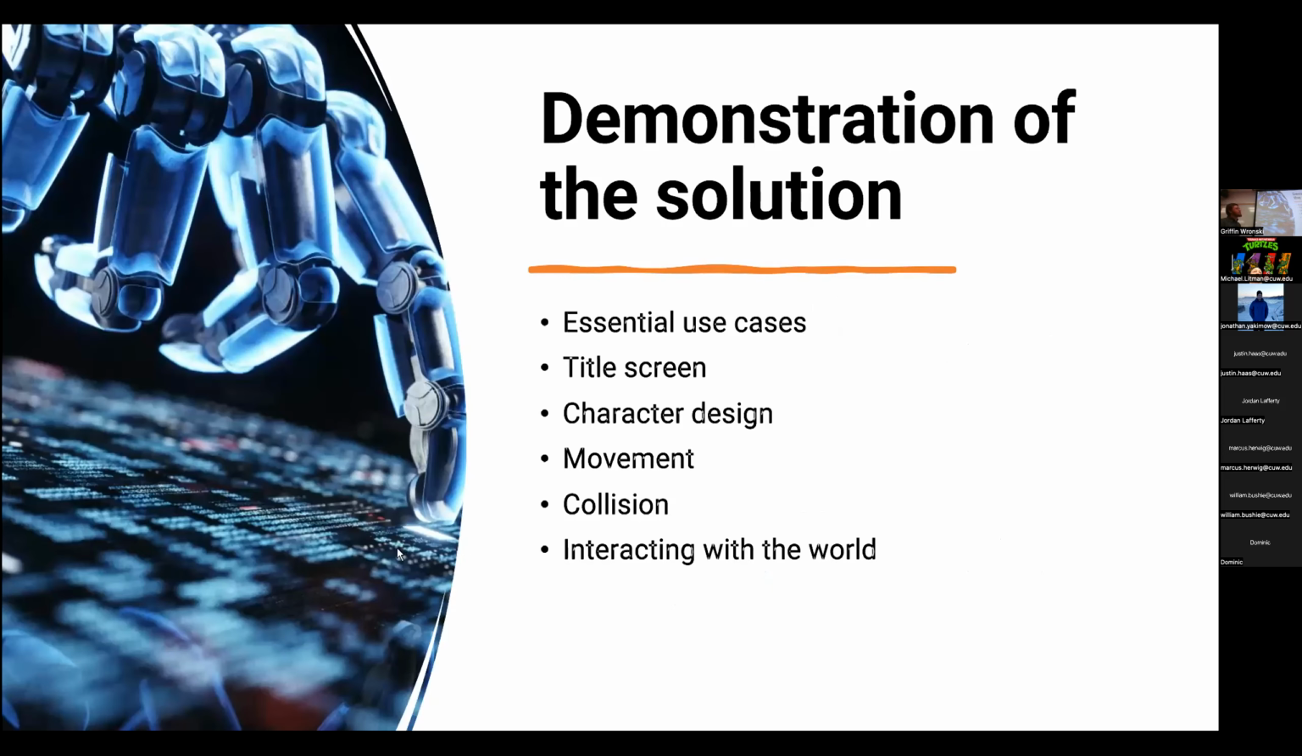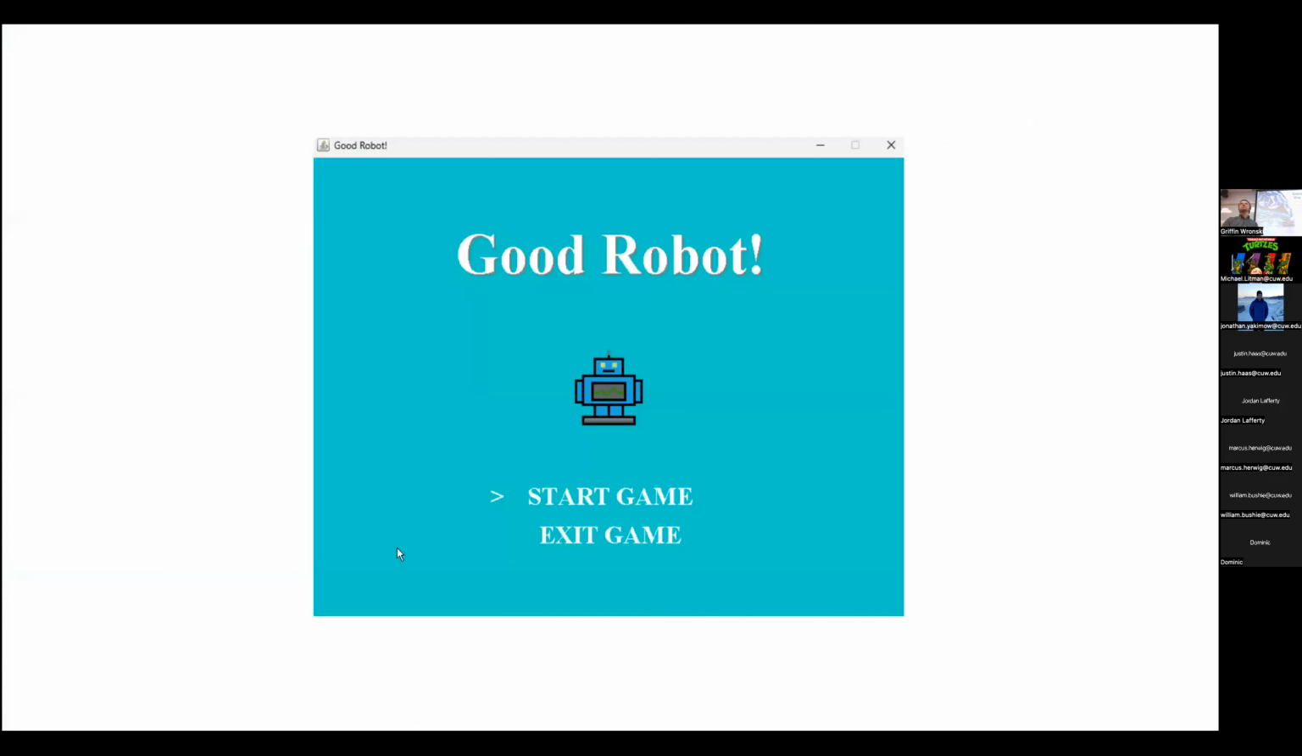So for a demonstration, I'll go over some essential use cases, starting with the title screen, why I picked my character design, your movement, your collision in the world, and how you interact with things within the world. So this is the basic title screen. You can start the game, you can exit, and this is your spawn location.